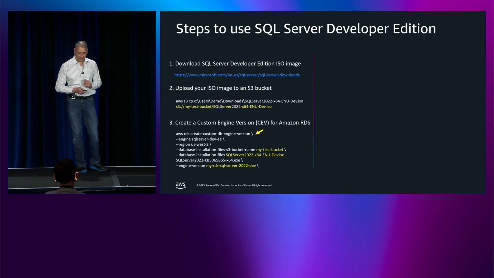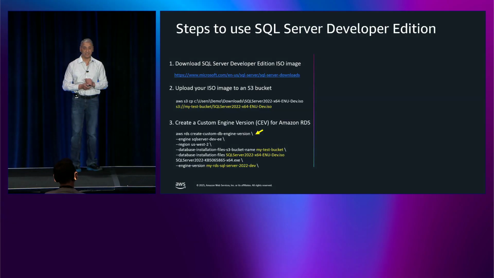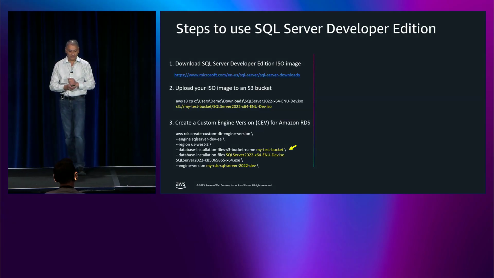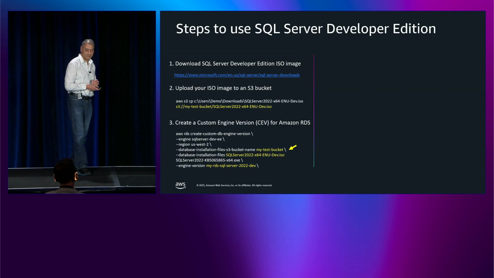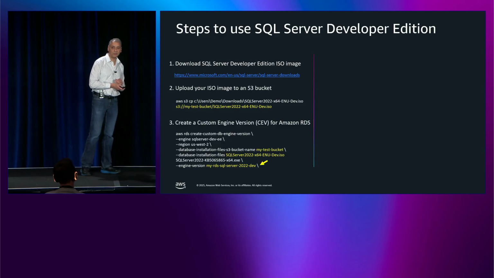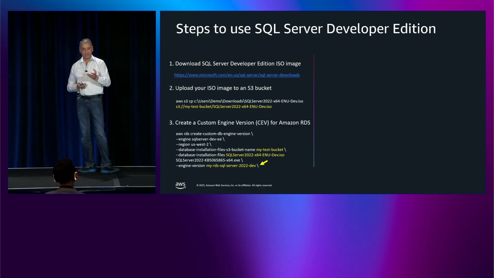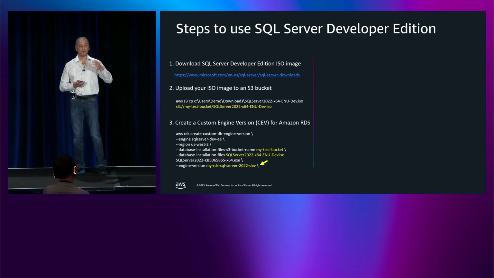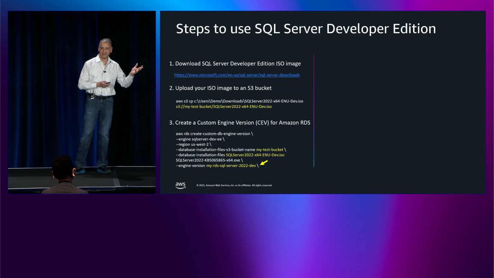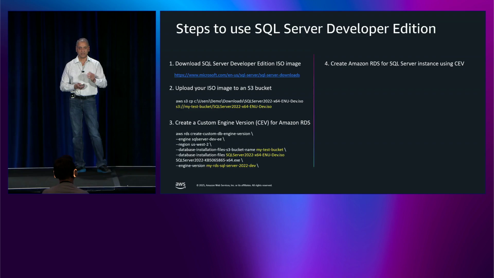To do that, there's a simple RDS command called create DB engine version. You specify the bucket name where you uploaded your ISO image. In this case, it was my test bucket. You specify the file name that you uploaded for the ISO image. And then you name your engine version. These are names that you can choose so that you can easily remember what is the engine version you're using. So for example, if you're using different versions of SQL Server, we recommend putting the name of the version of SQL Server that you're using so that you can easily remember when you're creating instances. Once you do the custom engine version, you can start creating instances using Developer Edition.